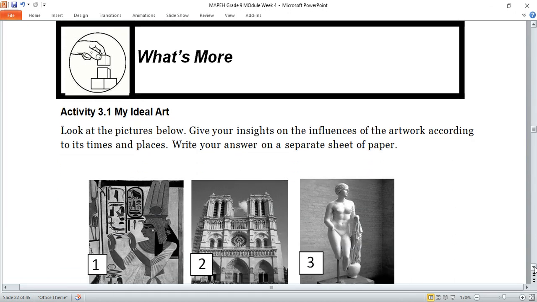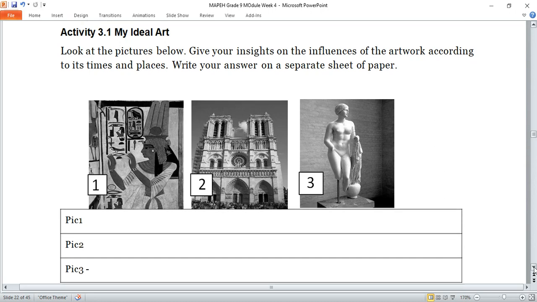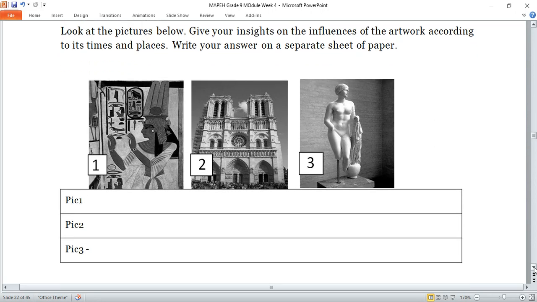All right, what's more? So my ideal art. Look at the pictures below. Give your insight on the influence of the artwork according to its times and places. Write your answer on a separate sheet of paper. So you can write it on your long bond paper, then put it in your portfolio after you get the image and submit to our Google Classroom. So picture number 1, this is an example of painting. Picture number 2, an architecture. And picture number 3, sculpture.